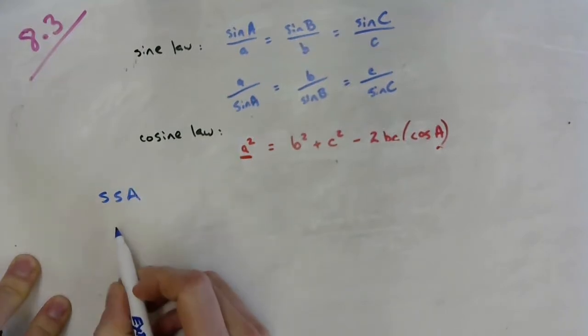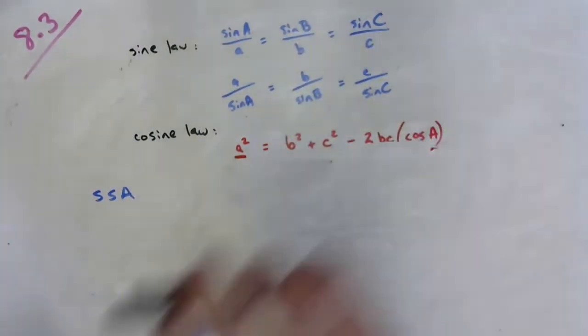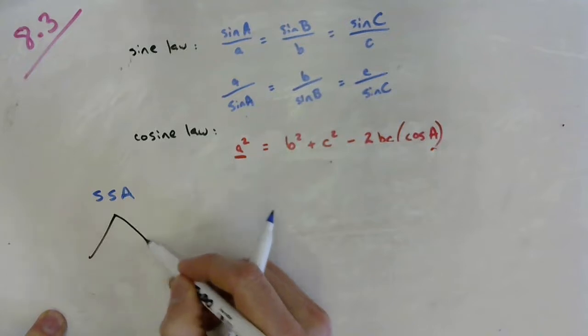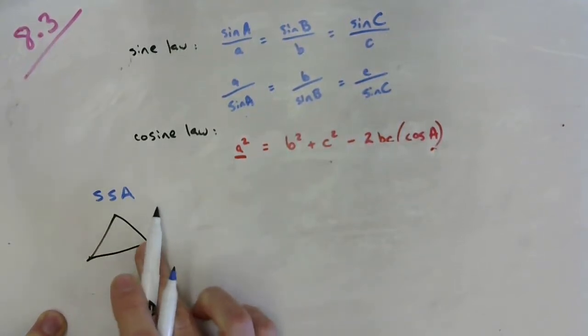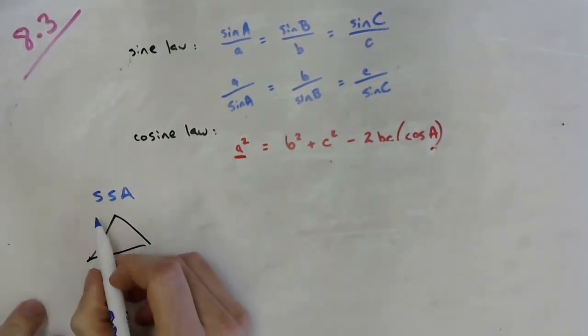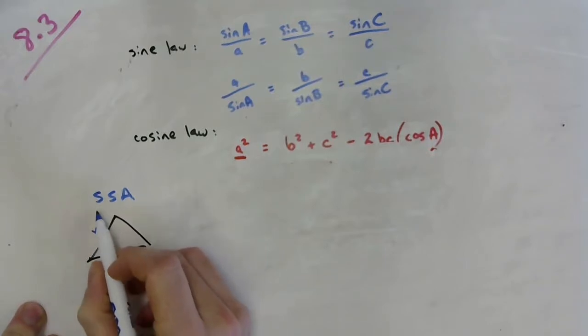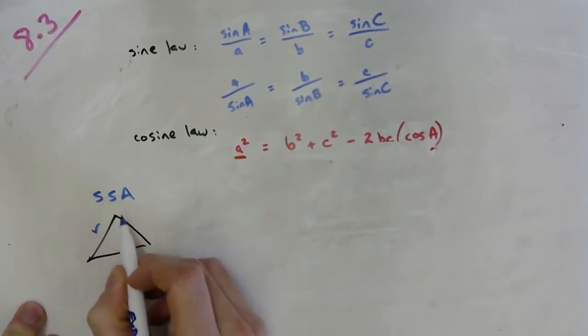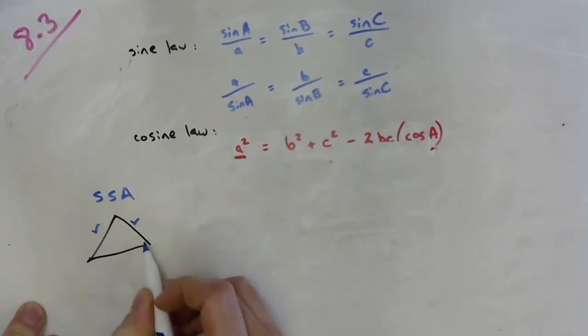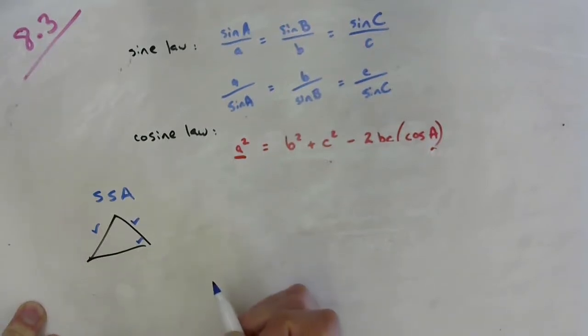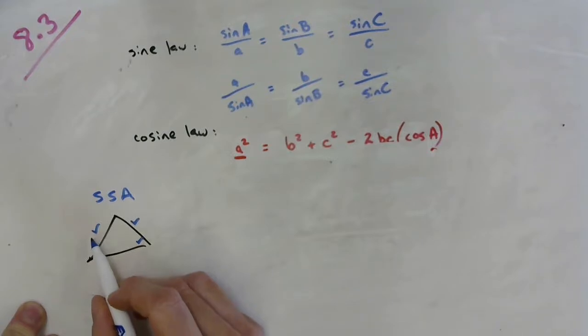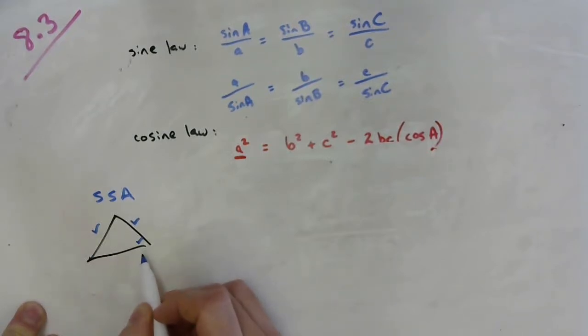Let's say you're given SSA. Let me explain how this works again. SSA in a general diagram basically just means you're going around the triangle. You have an S. You go around the triangle. The next thing that you have is another S. And the next thing that you have is an A. Does that make sense? So let's say you have side, side, angle. What strategy can you use to solve?